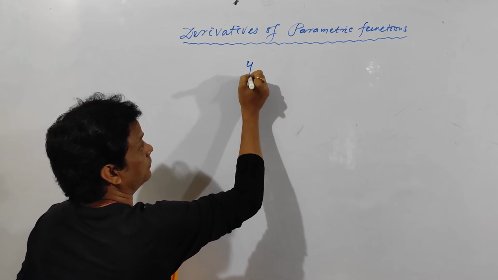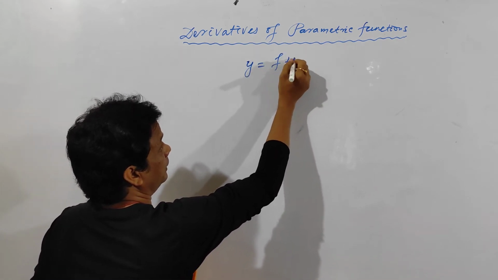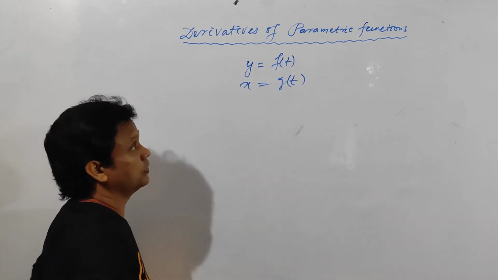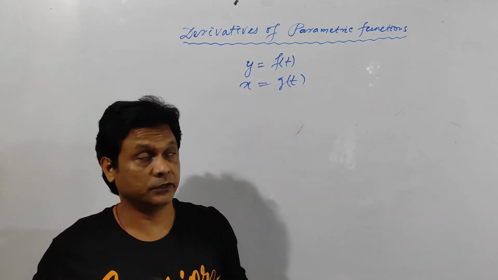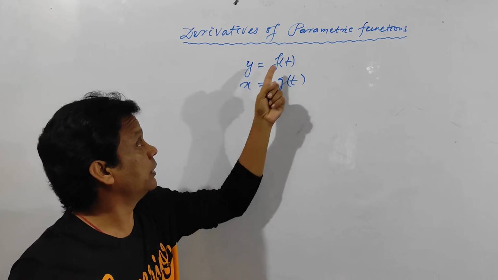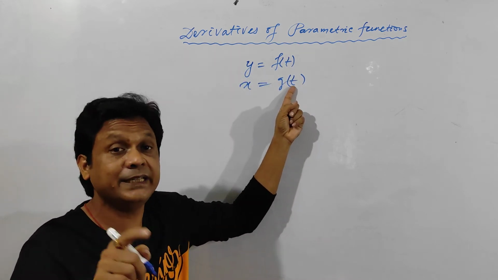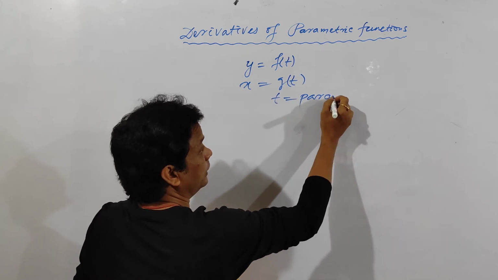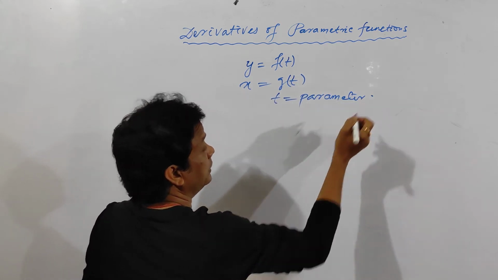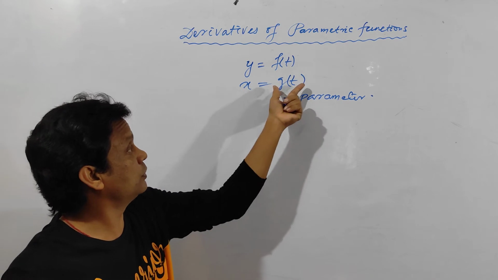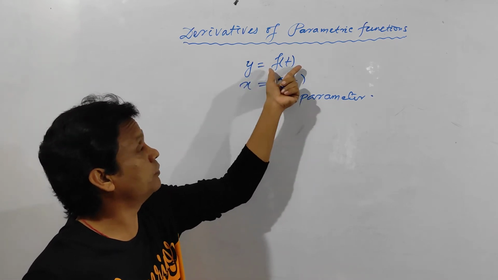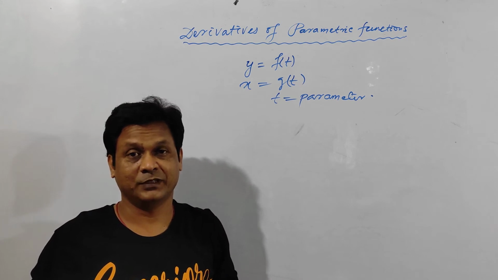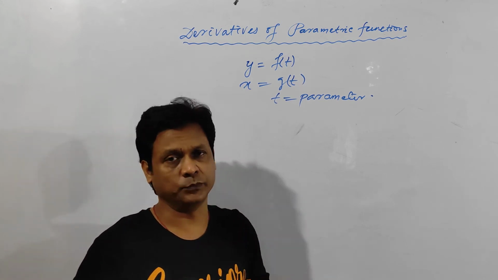If the question is y is equal to f of t and x is equal to g of t, then it is called a parametric function, because here x and y are functions of t and t is the parameter. So if the question is in this form, x is equal to g of t and y is equal to f of t, then how to find out dy by dx? Clear? Simply it is very simple.